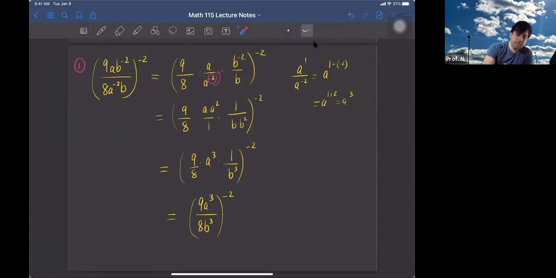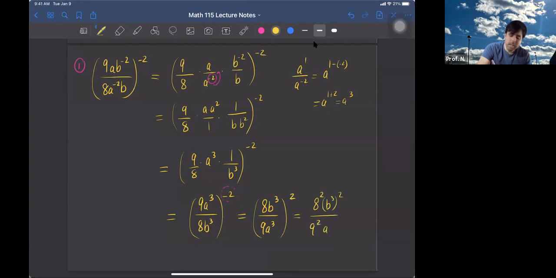Now, how do I take care of this negative exponent? Negative exponent, I have a fraction. What do I do to make it positive? I have to flip the fraction. So this becomes 8b cubed over 9a cubed, squared, positive, right? You see that? That's one of the rules. Then I can take everything inside and square it. 8 squared b cubed squared over 9 squared a cubed squared. What's 8 squared? 64. What's b cubed squared? B to the 6. 9 squared? 81. A cubed squared is a to the 6.